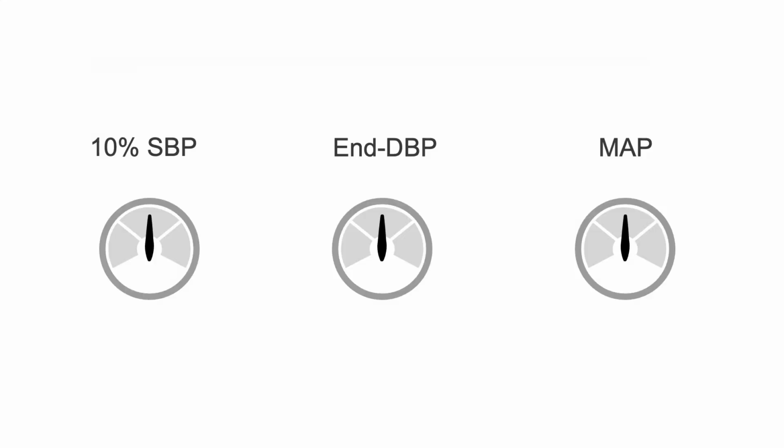The goal of a balloon pump is to see a 10% reduction in SBP and end DBP, a MAP that stays the same or rises, and the augmented pressure should be the highest pressure on the console.